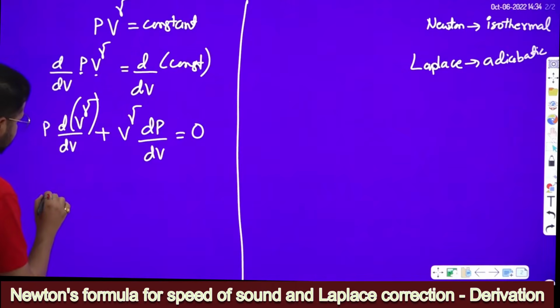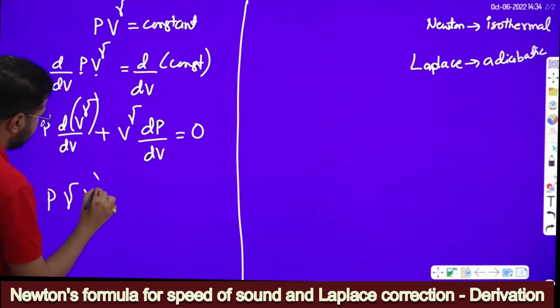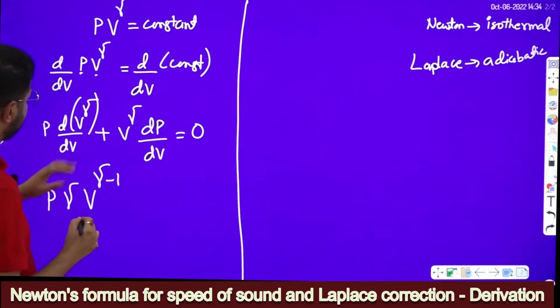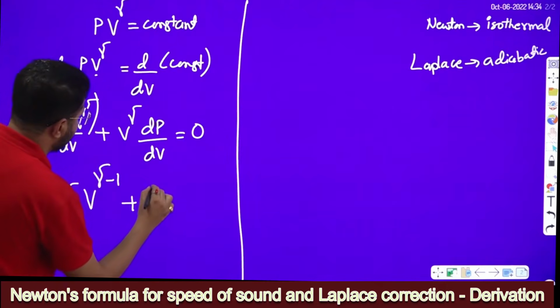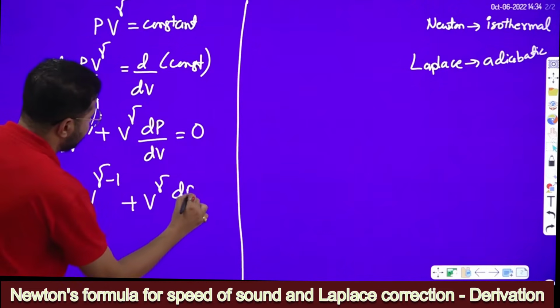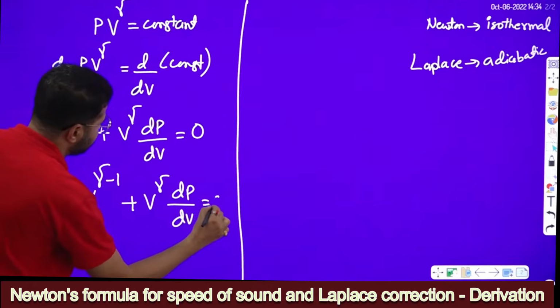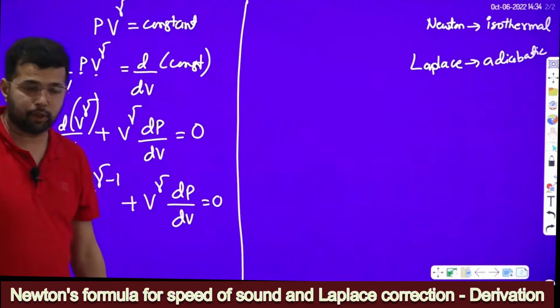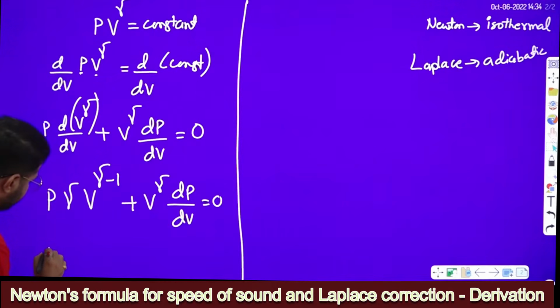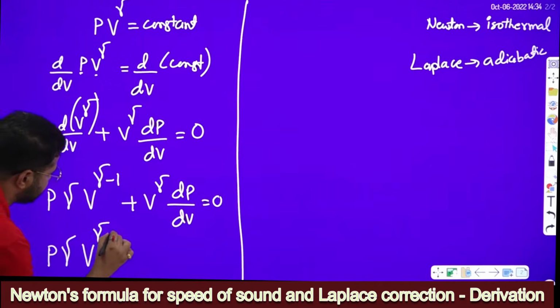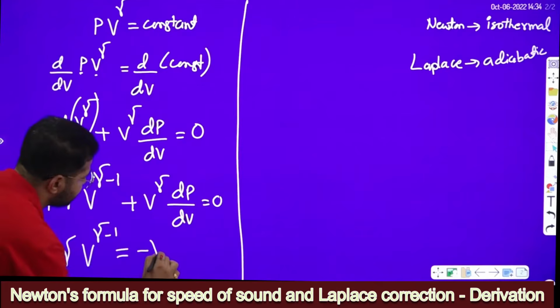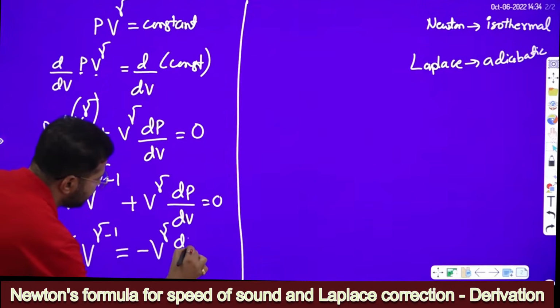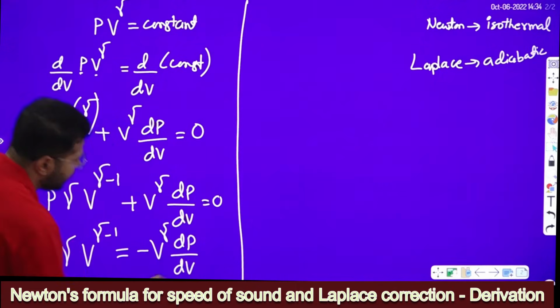So, what happens? P into gamma into v power gamma minus 1, plus v power gamma into dp by dv, as it is, that is equal to 0. Now, what we will do? We will move this v power gamma into dp by dv to the RHS. So, what happens? P into gamma into v power gamma minus 1 is equal to minus v power gamma into dp by dv. Now, we will simplify this.